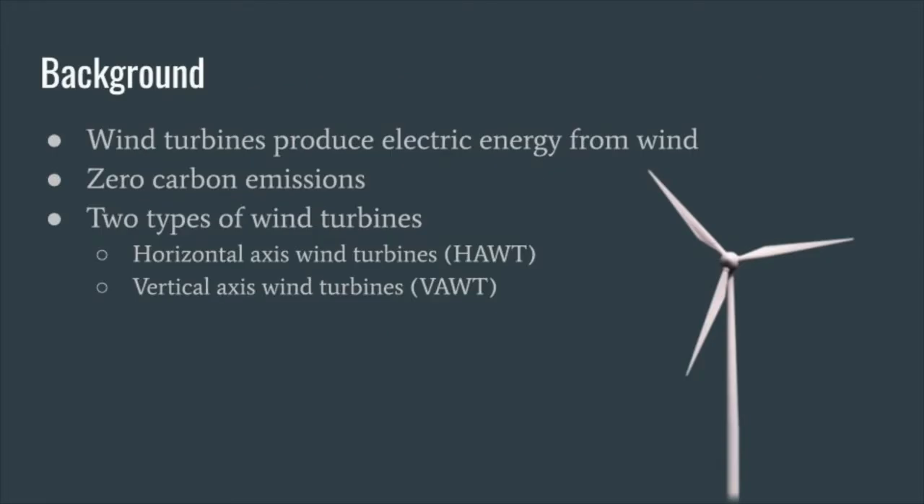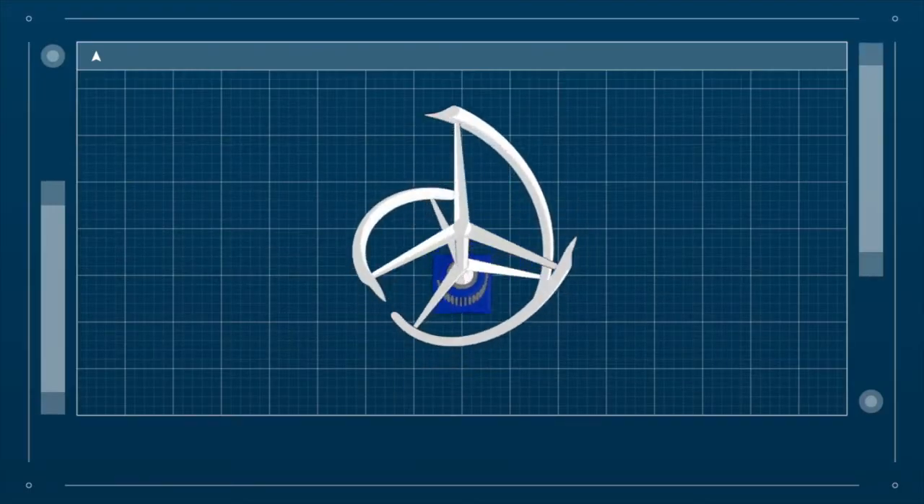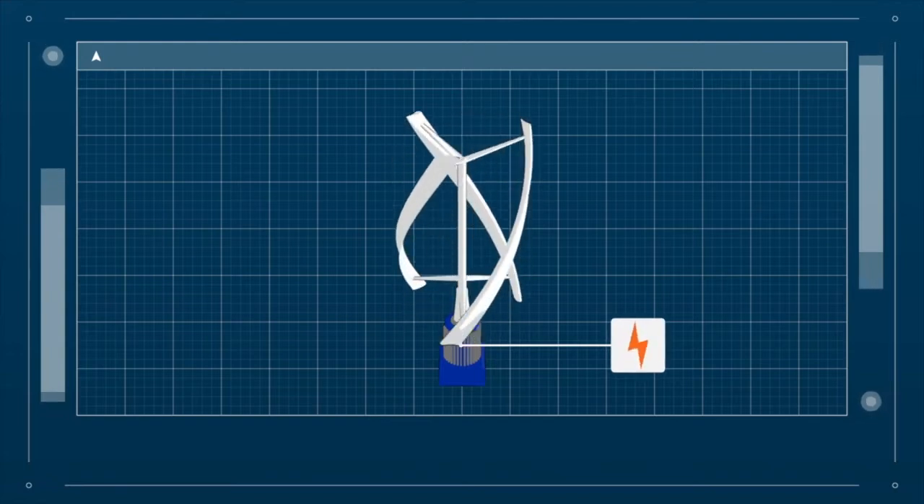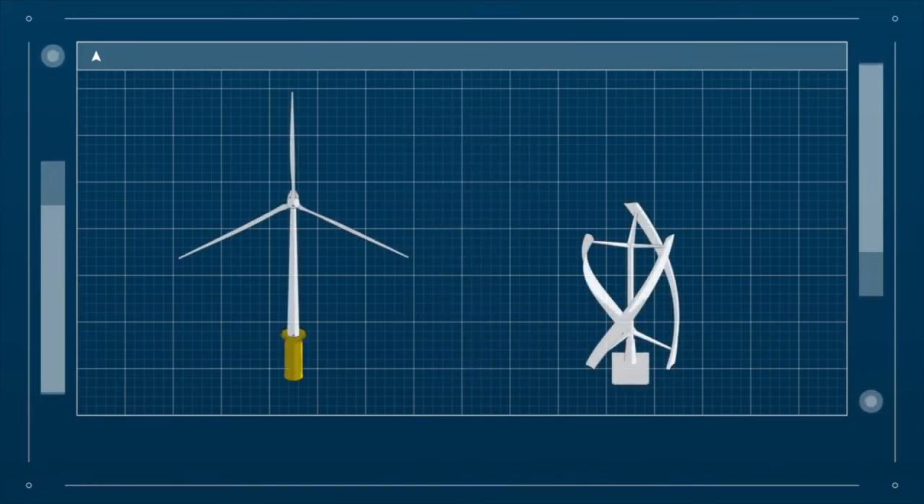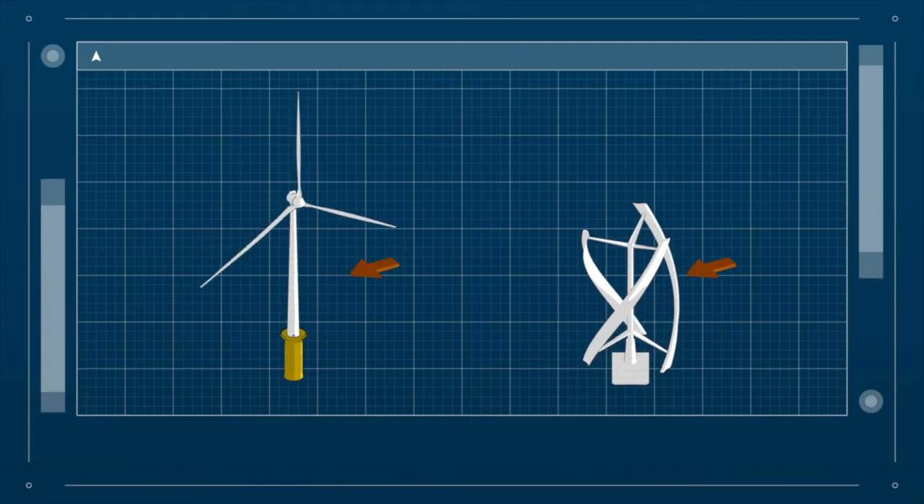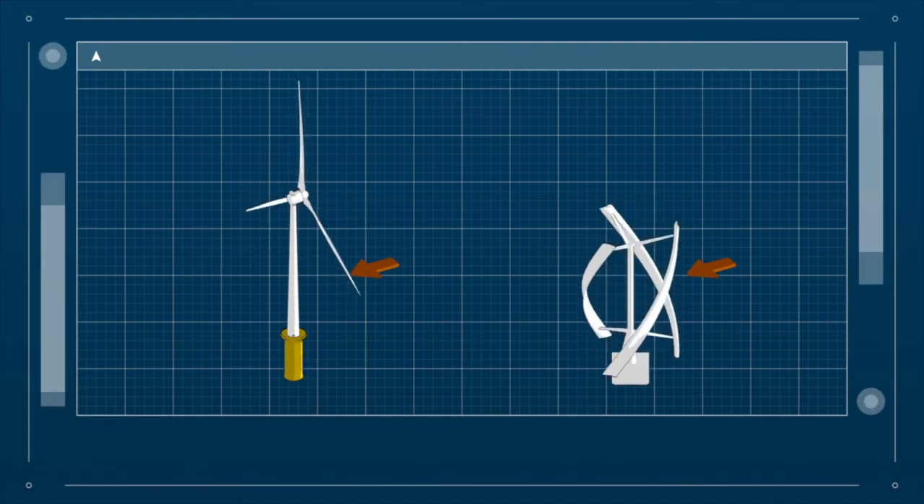For some background, wind turbines produce electrical power while also producing zero carbon emissions, so they are a welcomed alternative energy source. There are two general types of wind turbines, one being a horizontal axis wind turbine, of which the rotation of the turbine is on a horizontal axis, and the other being a vertical axis wind turbine, where the rotation of the blades is on a vertical axis. Here you can see a horizontal and a vertical axis wind turbine side by side in this short video.